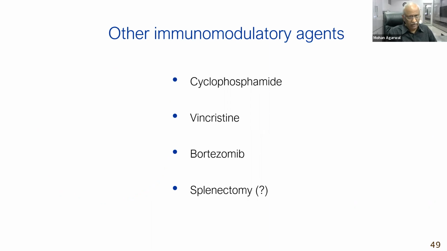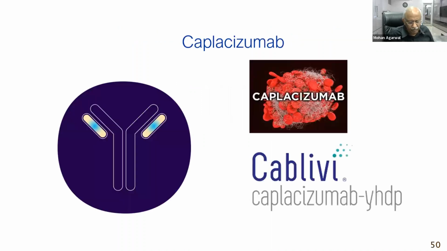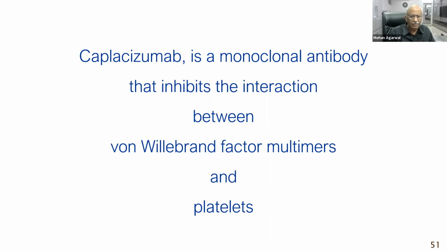If your patient is not doing very well despite all this, you can use other immunomodulatory agents, which include cyclophosphamide pulse therapy, vincristine, bortezomib, and very occasionally splenectomy. There is something new on the horizon, and that is another monoclonal antibody called caplacizumab. What exactly is caplacizumab? It's a monoclonal antibody which inhibits the interaction of von Willebrand factor multimer with the platelet. You saw that the von Willebrand factor multimer brings the platelet to the capillary endothelium. So that interaction is blocked by this particular antibody. It's really genius of the scientists to develop this.